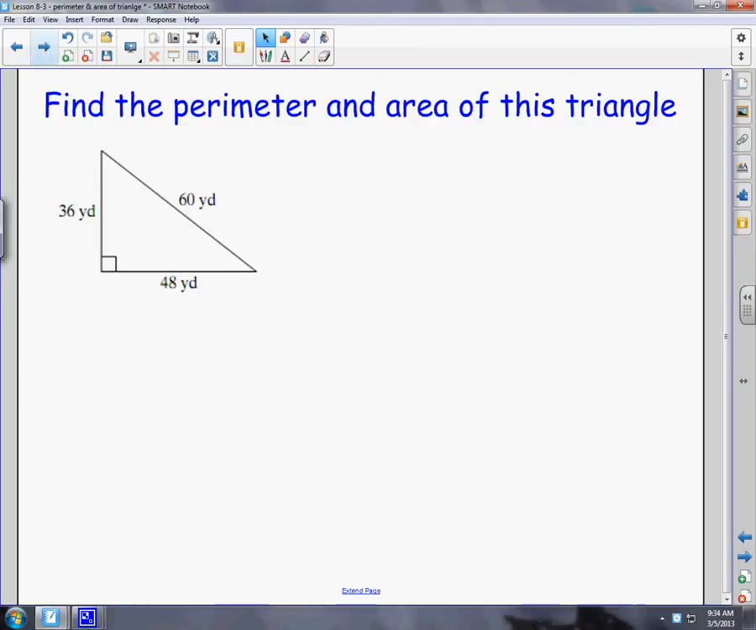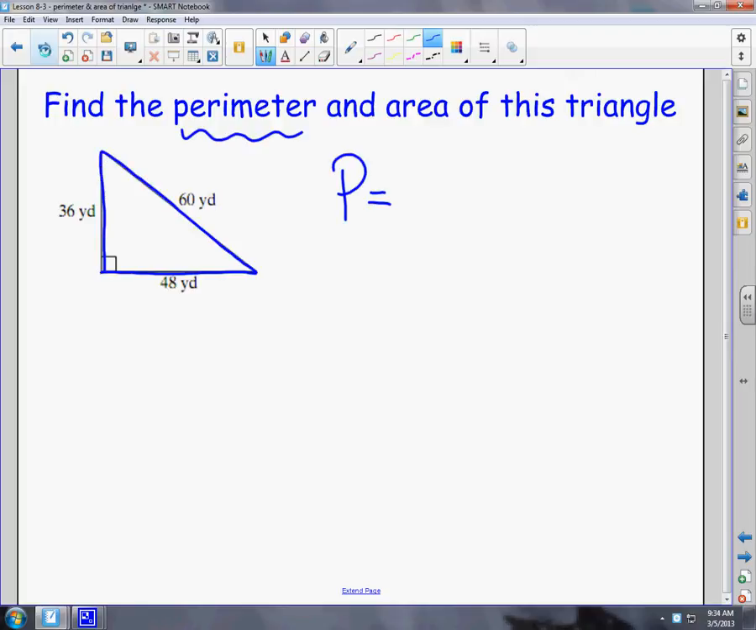So find the perimeter and area of this triangle. So if you remember, I want perimeter too. So for the perimeter, you have to stop and think because it's really easy to get these messed up. I am going to add all the way around my triangle. So let's pretend this is a garden and I want to put a fence on. That would be my perimeter.